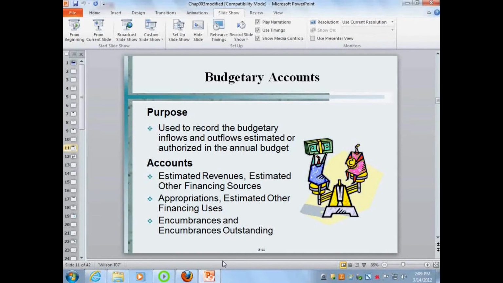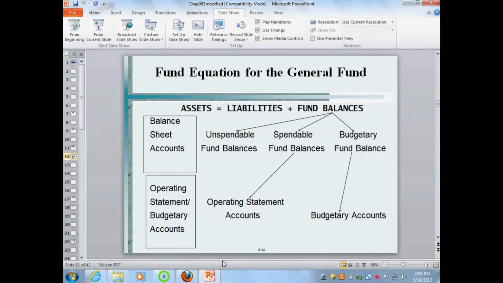But you know what? No stress, because the reason why we're doing this is for the following. And I'll show you an example. Everybody knows the equation, right? Just don't worry about this stuff. Assets equal what? Liabilities plus the fund balance, right? And we have the balance sheet accounts and the operating statement accounts and budgetary accounts.